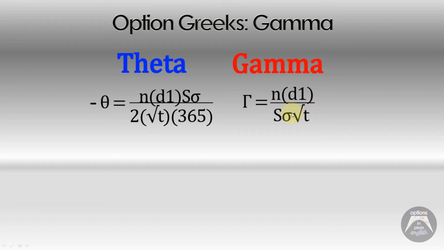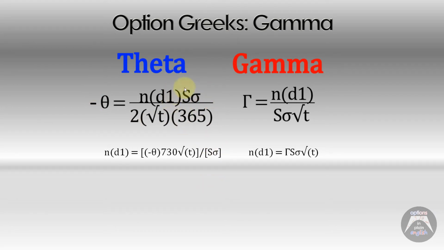Okay, so as we can see, we can get a relationship between gamma and theta, because we see that they're the same element. So what happens if we solve on both cases for the standard normal distribution of D1, which is what we're going to do. The standard normal distribution of D1 is going to be minus theta multiplied by 730, which is 2 times 365, and the square root of time. So I'm moving this over here.